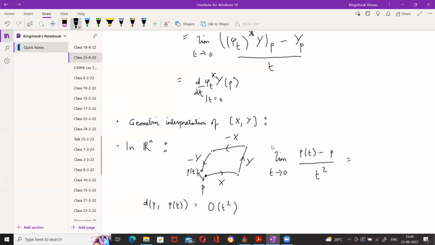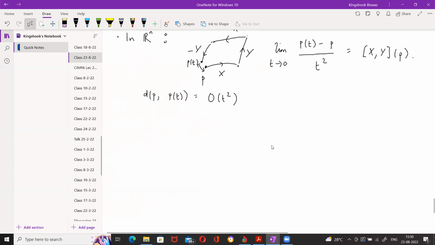This turns out to equal the bracket [X, Y] at P. So it's a limit of these small vectors where we don't close up. The thing to keep in mind is you have to divide by t squared, not by t. If you divide by t, then you would get 0. You wouldn't get anything meaningful. You have to divide by t squared. So this is the bracket in R^n. You can try and prove this. It's not too difficult.